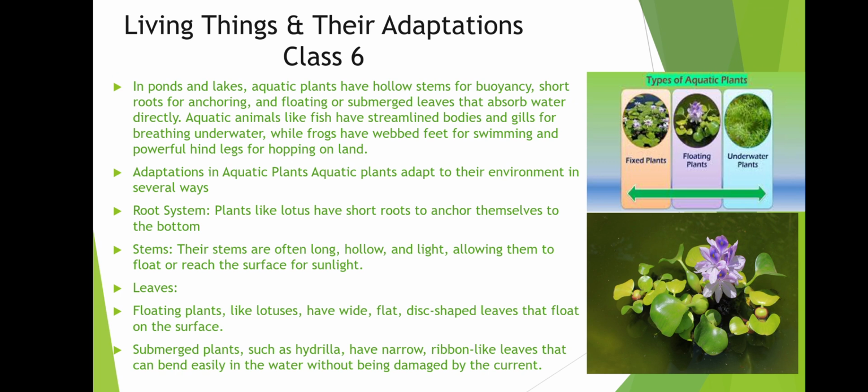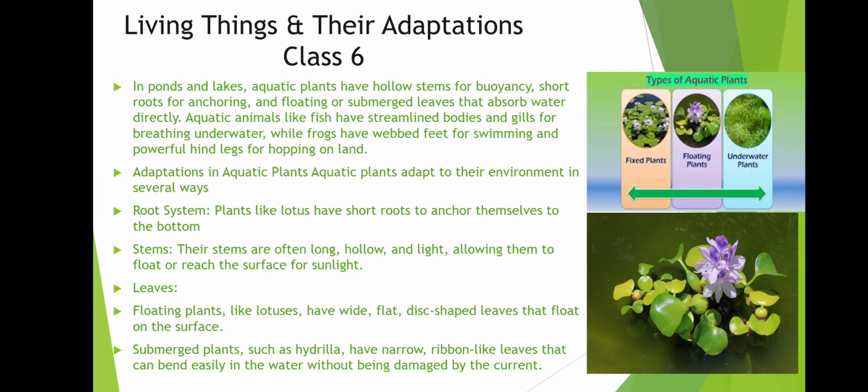Adaptations in aquatic plants. Aquatic plants adapt to their environment in several ways. Root system. Plants like lotus have short roots to anchor themselves to the bottom. Stems. The stems are often long, hollow, and light, allowing them to float or reach the surface for sunlight. See here the water hyacinth is shown, which has air gaps in its stems, so it gets buoyancy and can float on water.